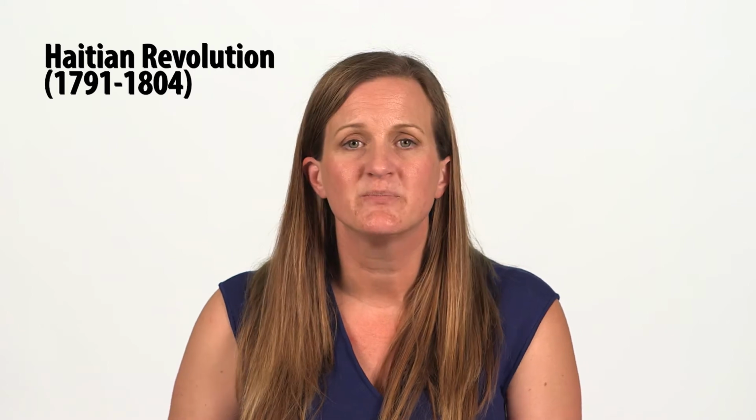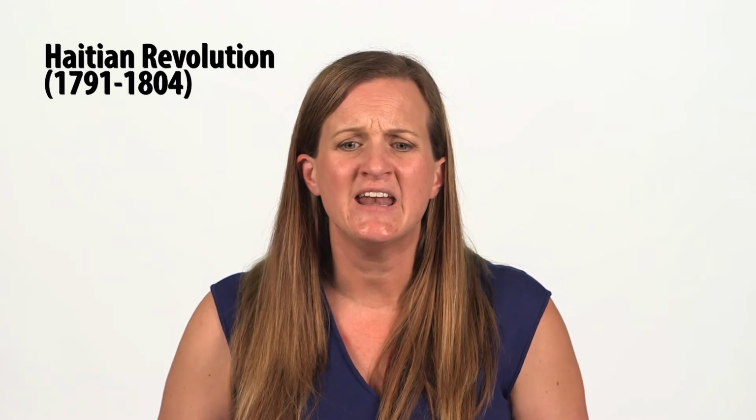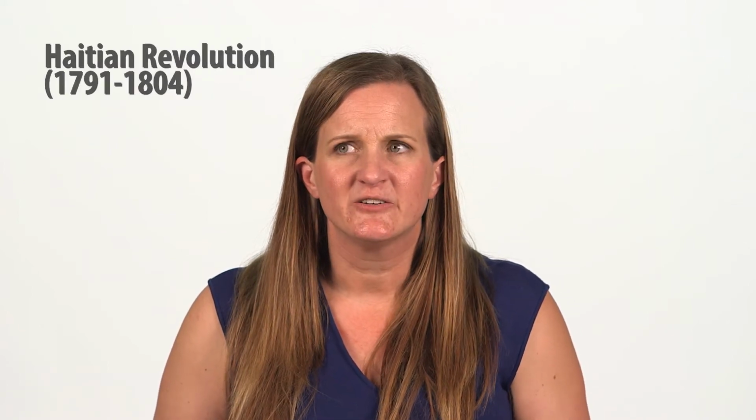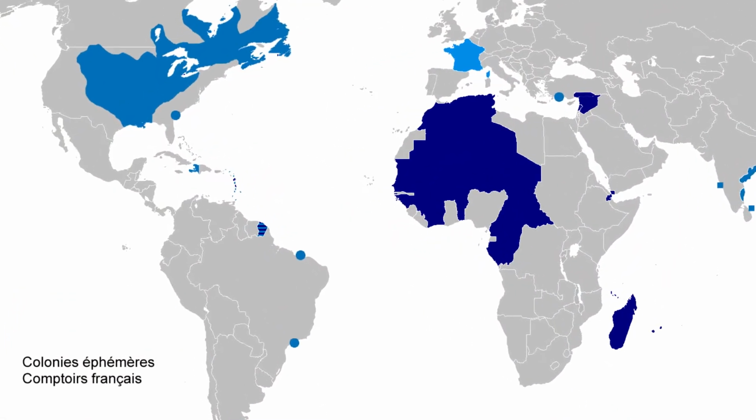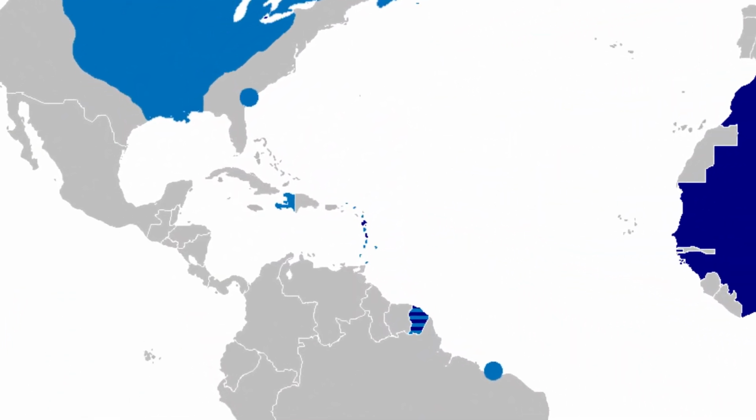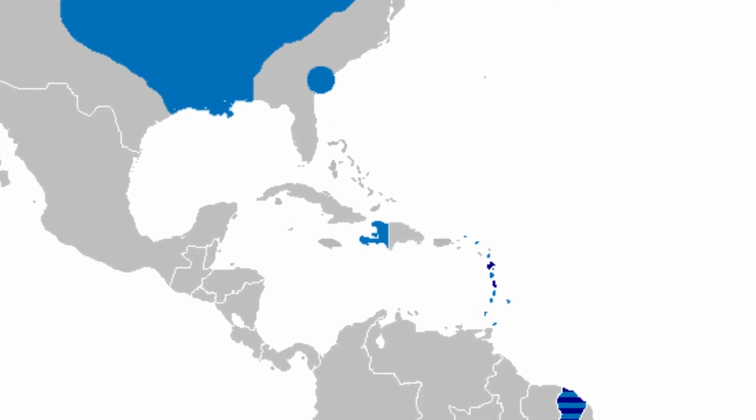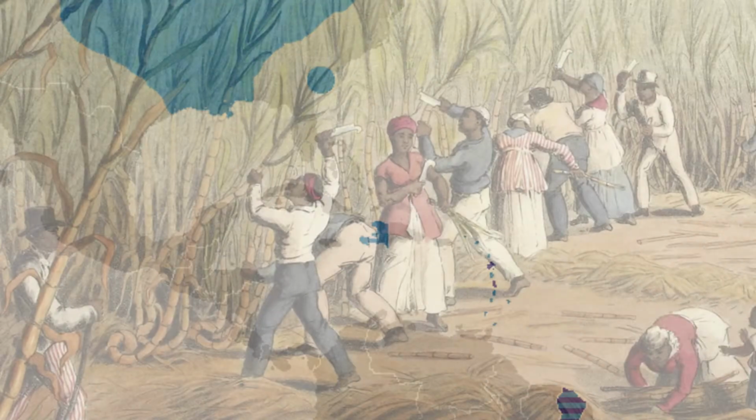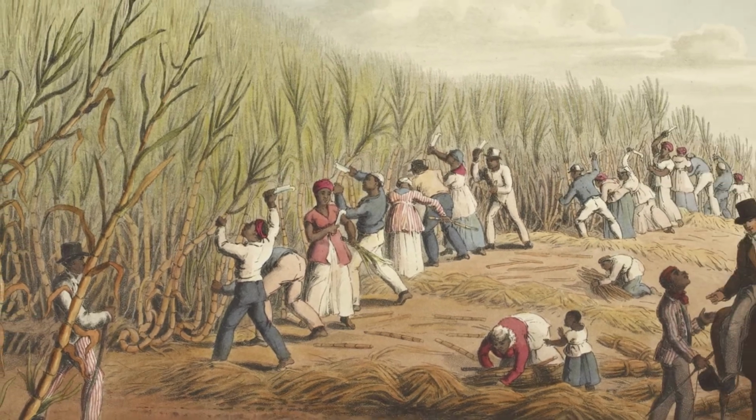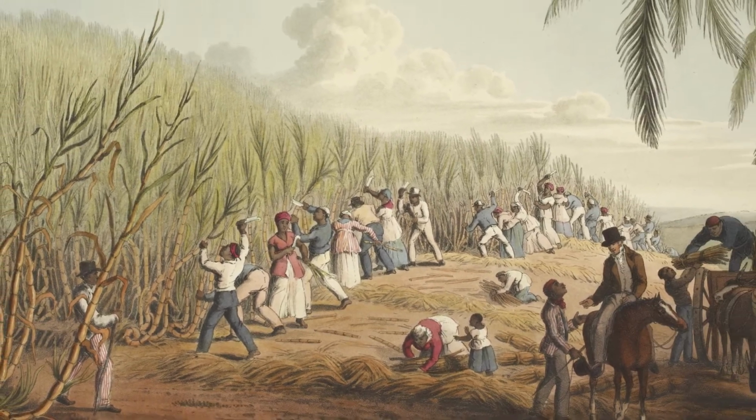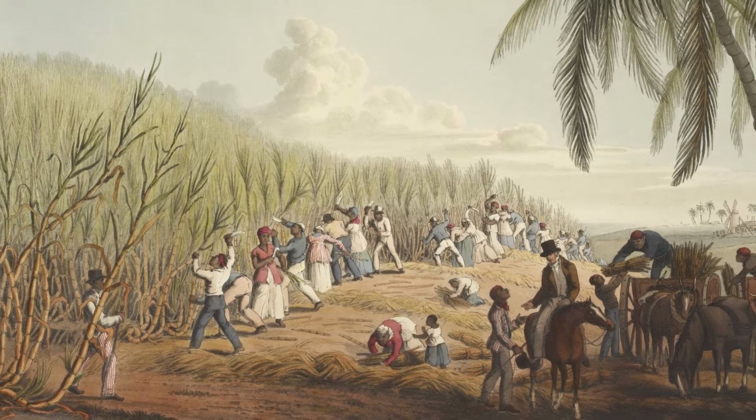So the Haitian Revolution is roughly dated from 1791 to 1804. And so in order to understand it, you have to understand a little bit about the background of Haiti. So Haiti was a French territory, it was a French colony. And it was primarily organized around sugar production. Sugar plantations had been the backbone of the Caribbean and much of Latin America, and specifically Brazilian colonies.